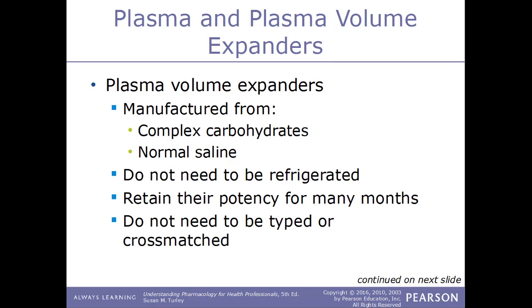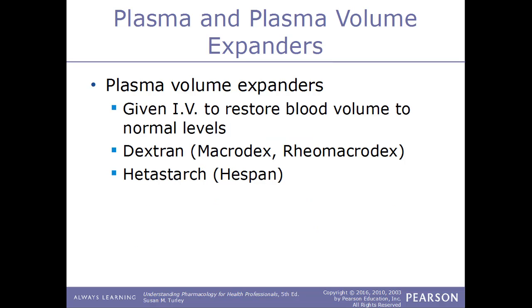All right, now I'll talk about plasma volume expanders. These are manufactured from complex carbohydrates and also normal saline. These do not need to be refrigerated, and they can retain their potency for many months. They also do not need to be typed or cross-matched. These can be given intravenously to restore blood volume back to normal levels. Some examples of this kind of solution include dextran, known by its trade names Macrodex or Rheomacrodex, and also Hetastarch, known by the trade name Hespan.